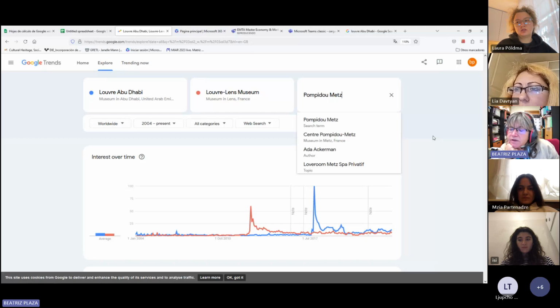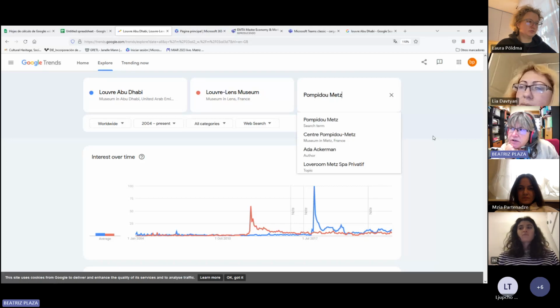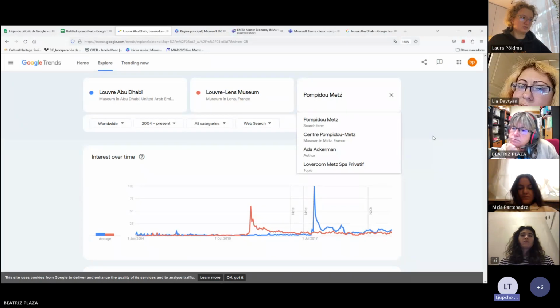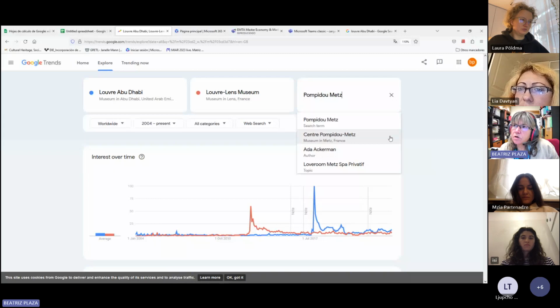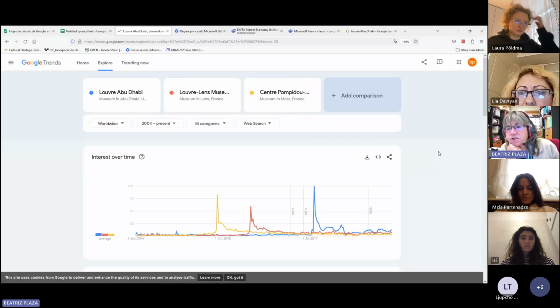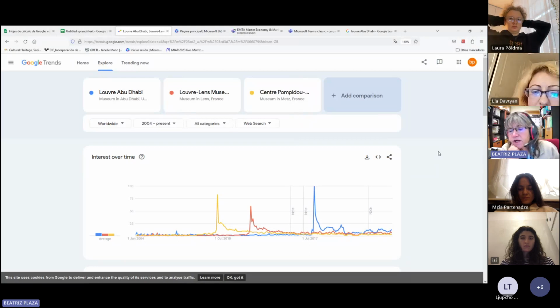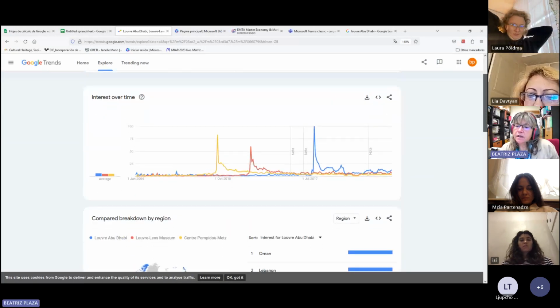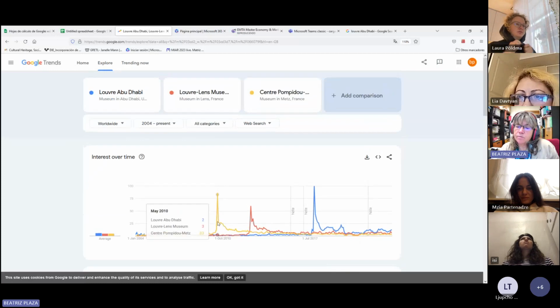Have you Googled Pompidou Metz? Yes. And what is the story in this case? It started in 2006 and was established in 2010. Yes. Metz was also an old industrialized city that needed to boost its economy. So they decided to open a branch of Pompidou. Pompidou is a hyper-famous museum in Paris, and they opened this museum in Metz.